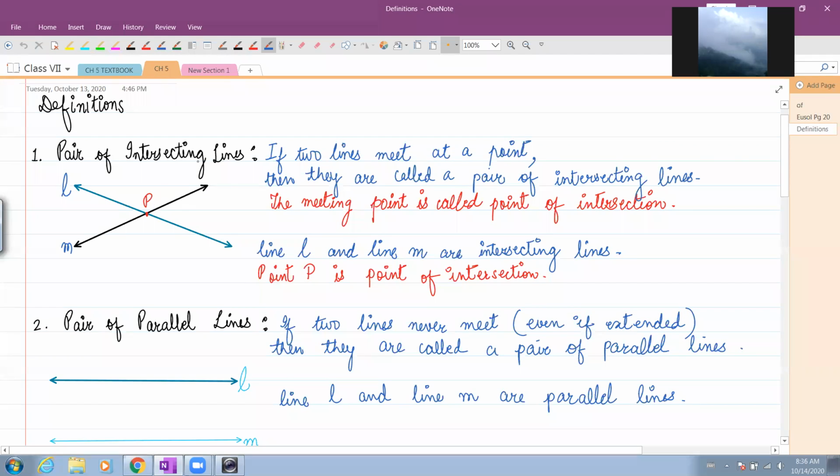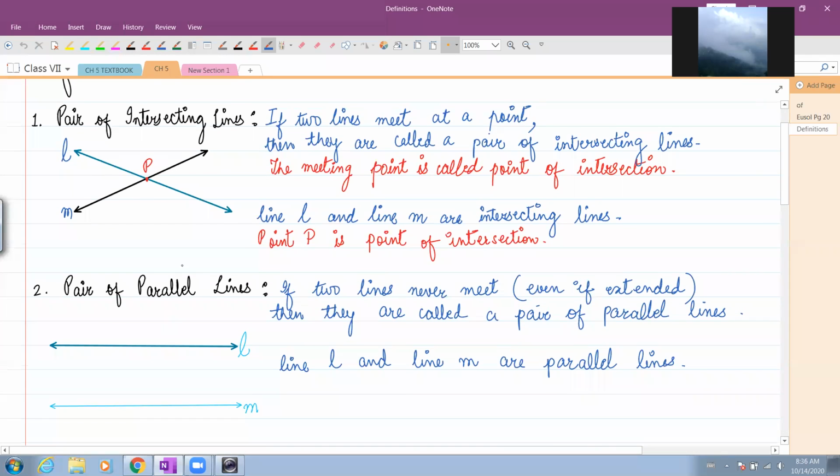Okay, so this is something we have done last year also. Intersecting lines and parallel lines. If there are 2 lines which meet at a point, then those lines are called intersecting lines. The point where they meet is called the point of intersection. And I have taken a picture here. In the picture, you can see there is a blue line and there is a black line.